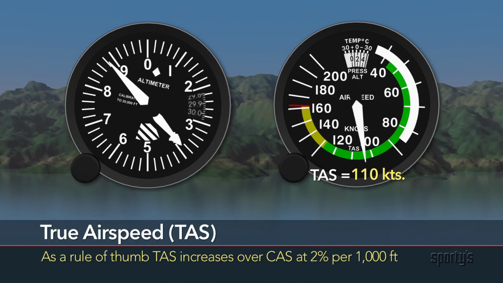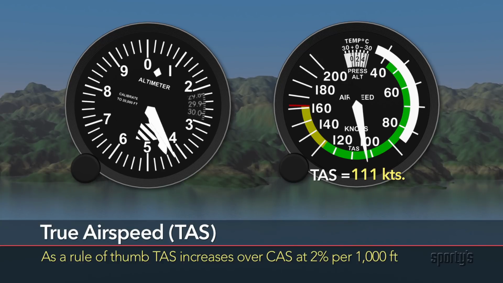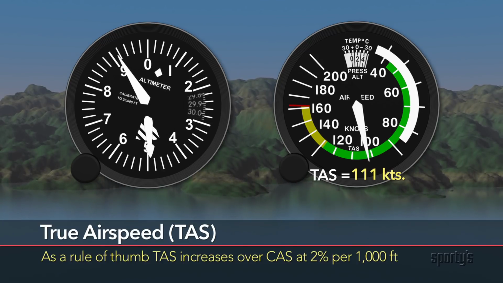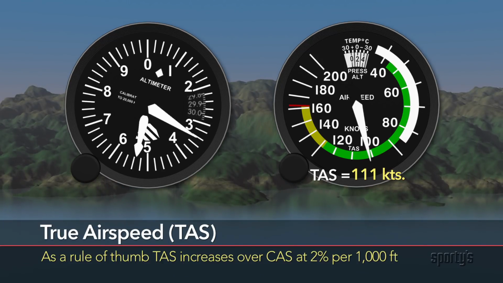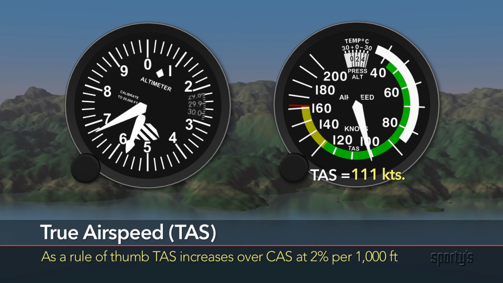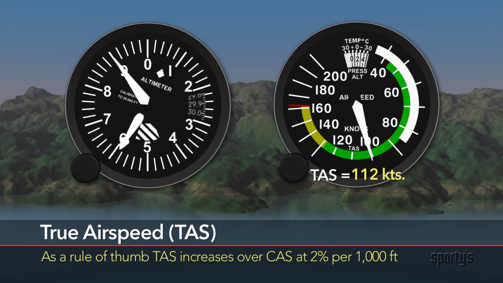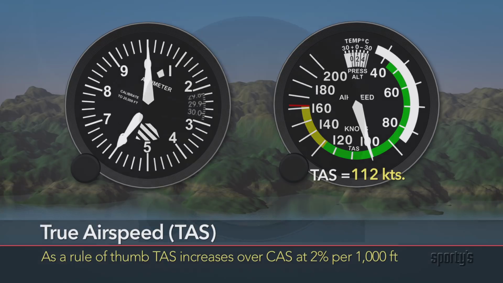As a rule of thumb, true airspeed increases over calibrated airspeed at the rate of 2% per 1,000 feet of altitude. Using this figure, at 6,000 feet, if the calibrated airspeed is 100 knots, the true airspeed should be 112 knots. The more accurate calculator solution will be covered later.